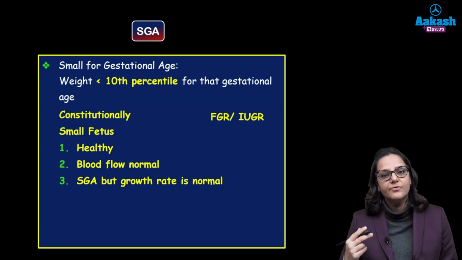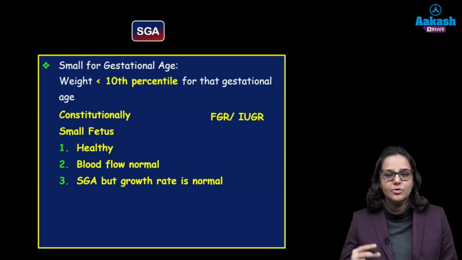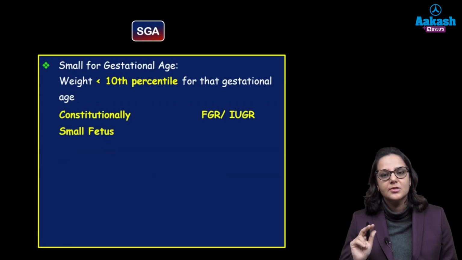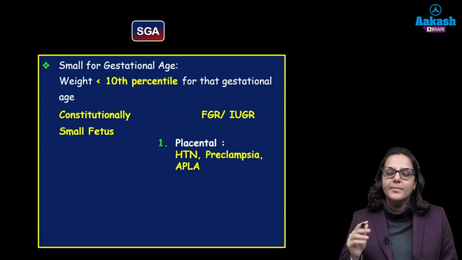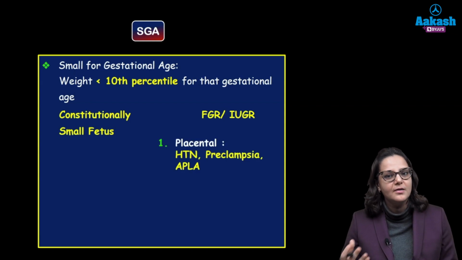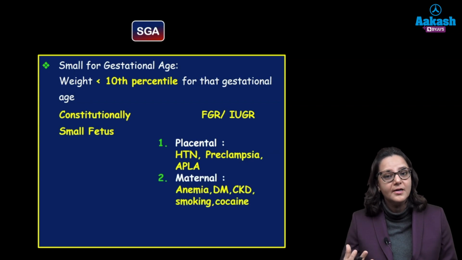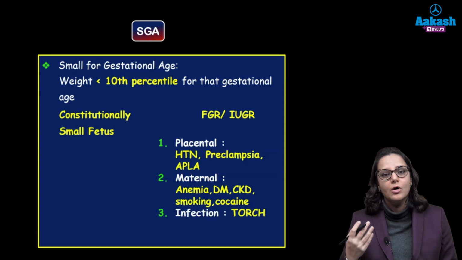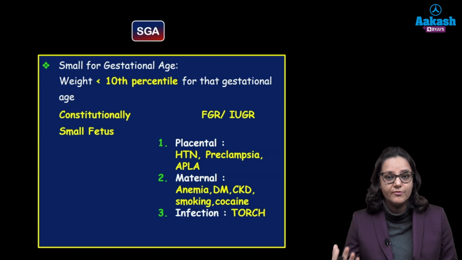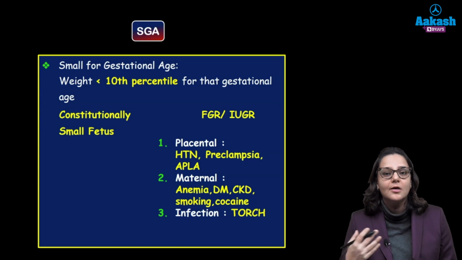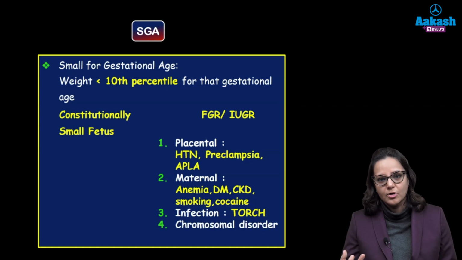Alright, what is the difference between FGR and constitutionally small? In FGR baby, the growth is not going to be normal. Why? Because the placenta maybe is not working that well. There is some problem with the spiral arteries, for example, conditions like hypertension, preeclampsia or APLA. There is some maternal condition like some chronic kidney disease, anemia, diabetes, addictions with the mother like smoking, cocaine, or there is some infection at the time of pregnancy which has gone to the baby like TORCH group of infection which is not letting the baby grow that well, or maybe there is some problem, chromosomal anomaly with the baby.